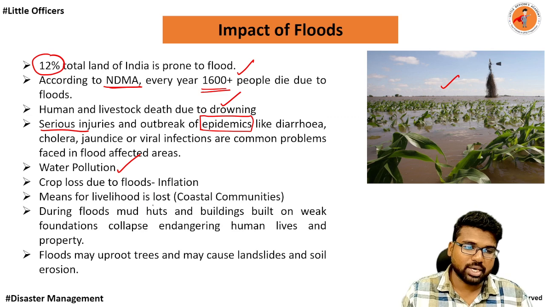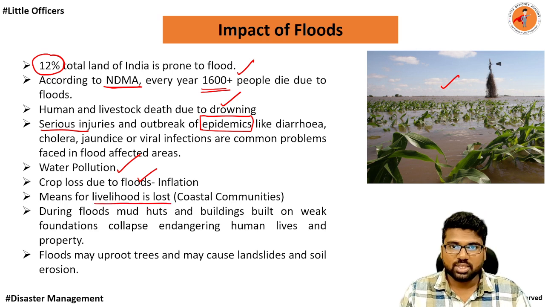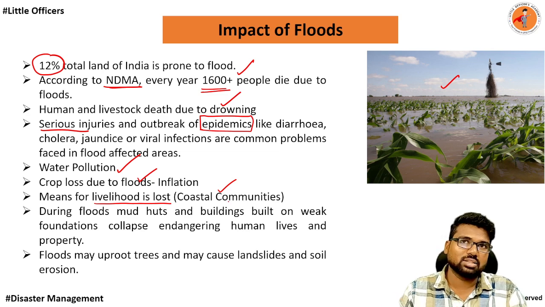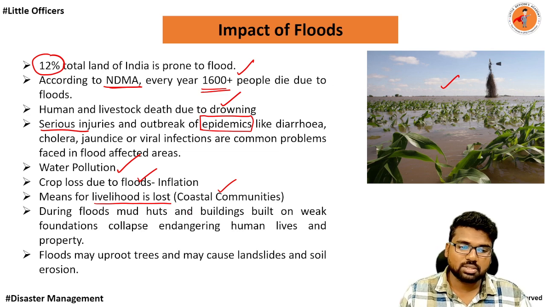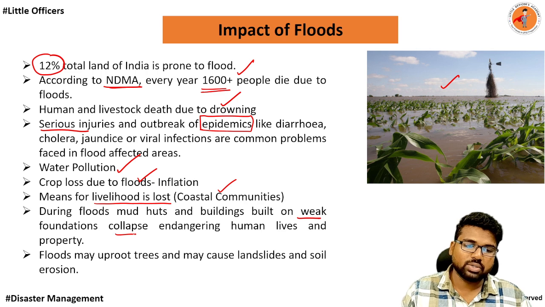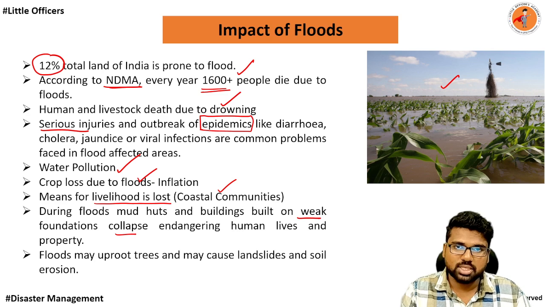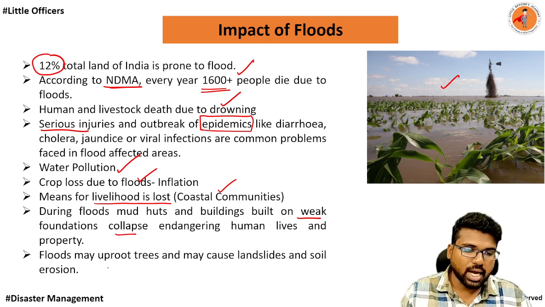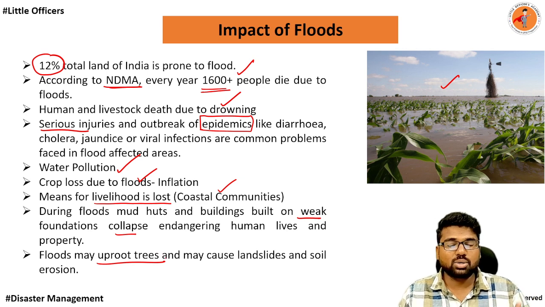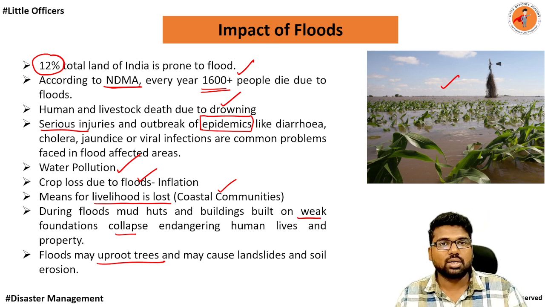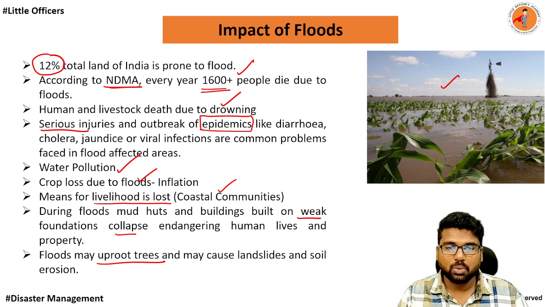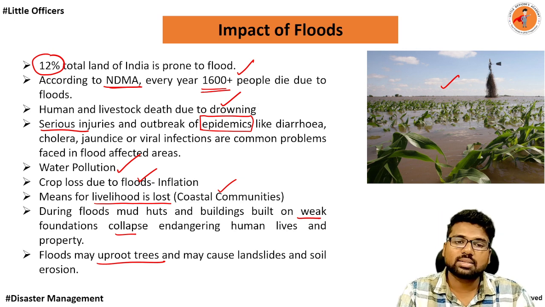Okay, pathogens may spread. Or food insecurity and inflation, means of livelihood is lost, particularly for the coastal communities. When there is a cyclone or floods in the coastal areas, they cannot go for fishing, so their means of livelihood is lost, highly vulnerable. Then during floods, mud huts and buildings built on weak foundations may completely collapse, like kacha houses, they can collapse. And floods may uproot the trees and can cause damage to the ecosystem. And many of the species, even trees or animals, may submerge and die, okay, leading to biodiversity loss. So these are all some of the impacts.